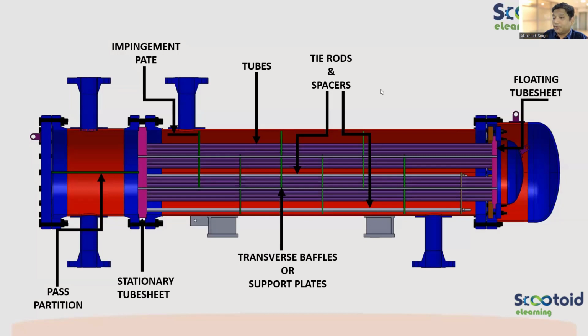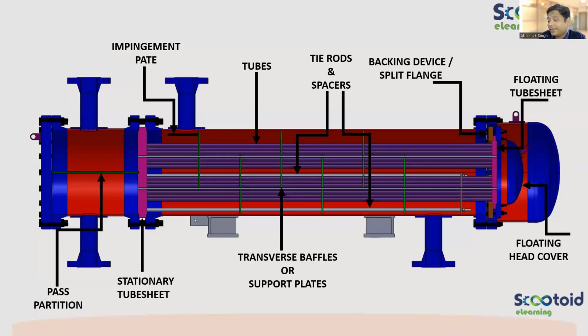So there's a floating tube sheet connected by two flanges and a cover. Okay. If you talk about names, you don't have to remember them, but just for information, the back is called the split flange. The right hand side is a floating head cover, and this is called the floating head cover flange. And this is the backing device or split flange. So clear, you don't have to remember the names. Whatever you remember is good enough. Okay.